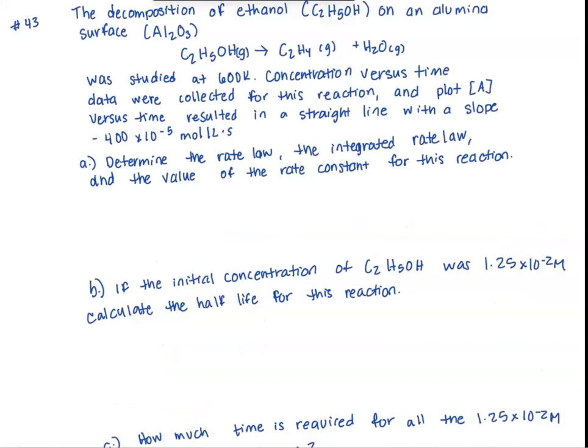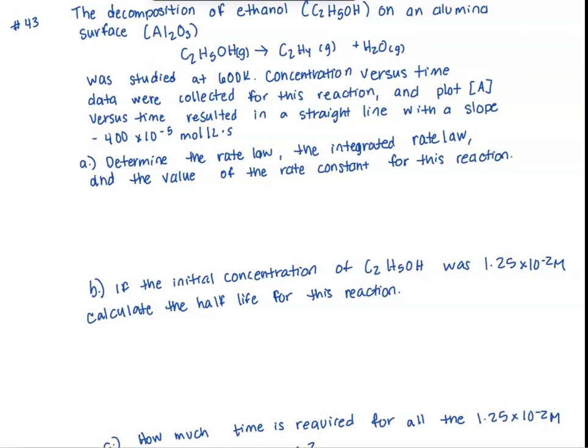Okay, so we're going to be doing question number 43, and this is from the Zumdahl book. So we're going to go ahead and start reading the question. It says the decomposition of ethanol, C2H5OH, on an alumina surface, Al2O3, and then we have the chemical formula underneath.